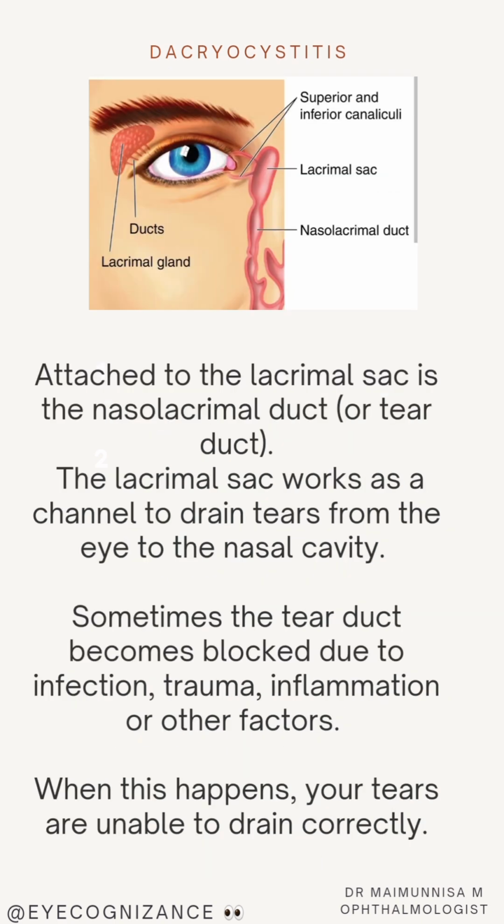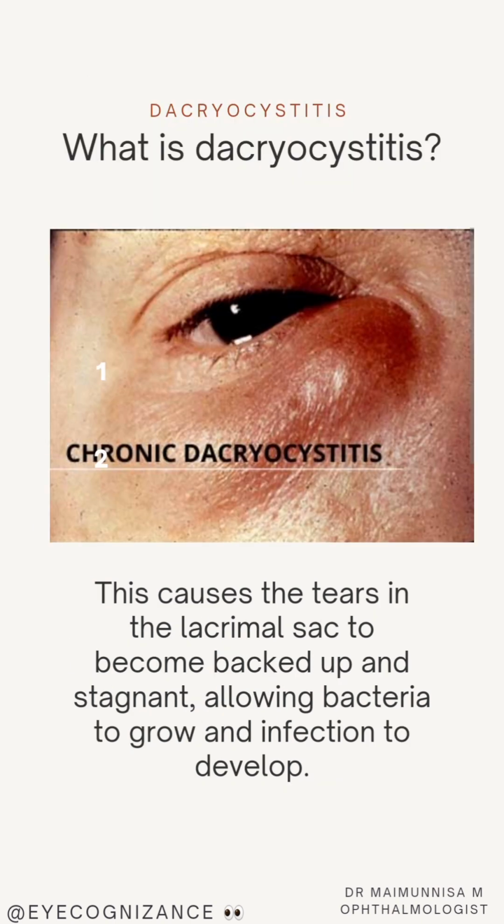Attached to the lacrimal sac is the nasolacrimal duct. The lacrimal sac works as a channel to drain tears from the eye to the nasal cavity. Sometimes the tear duct becomes blocked due to infection, trauma, inflammation, or any other factor. When this happens, your tears are unable to drain correctly. So ultimately, this causes the tears in the lacrimal sac to become backed up and stagnant, allowing bacteria to grow and infection to develop.